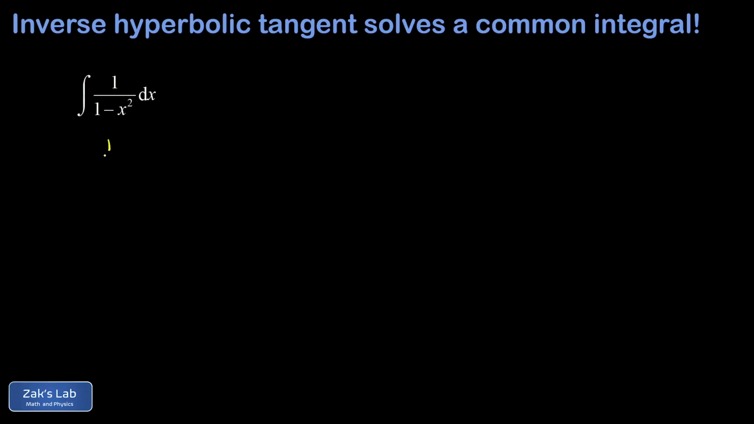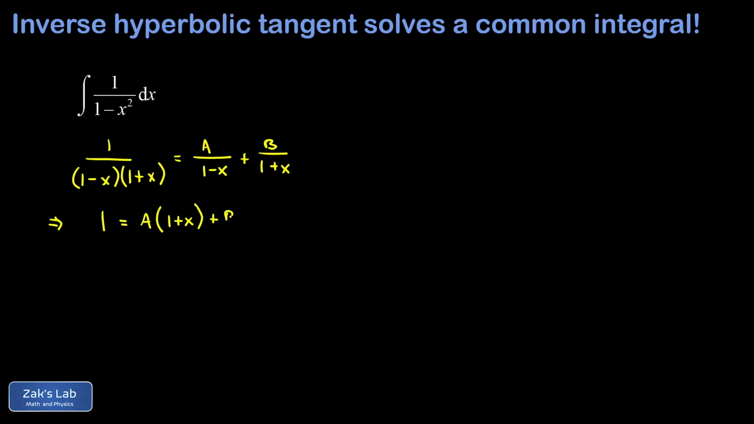We just have to recognize that the denominator is a difference of two squares, so we could write it as 1 minus x times 1 plus x. And we propose a partial fractions decomposition, A over 1 minus x plus B over 1 plus x. Multiply both sides by the least common denominator, and we get a 1 on the left-hand side. The 1 minus x cancels on the A containing term, so I have A times 1 plus x. And the opposite thing happens with the B containing term. I have B times 1 minus x.